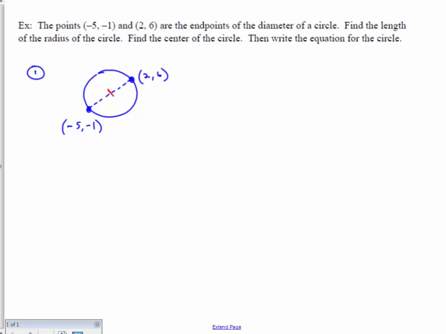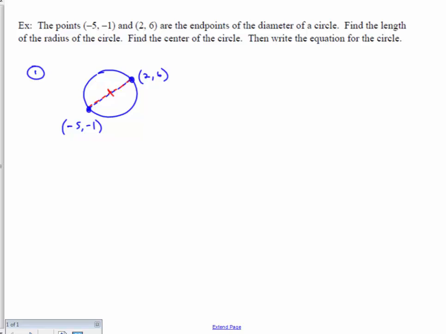Now, there's two ways to work this particular problem. One way works, I'm going to say, all of the time, and then the other way can get really ugly depending on what you get as the center of your circle. What I will do here is to find the radius. I will find the total distance between these 2 points, and then I'll divide it by 2.